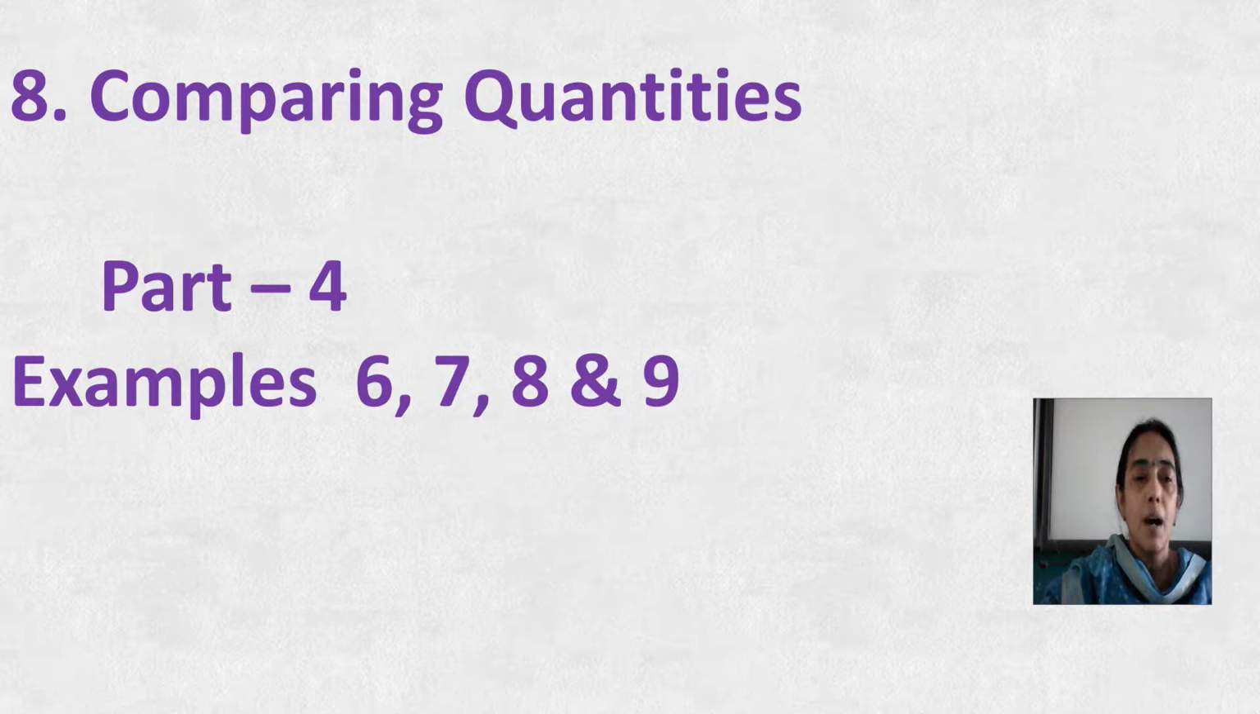In this part, we are going to understand example 6, 7, 8 and 9 of your textbook. These examples are based on what we had learnt in part 3, that is how to find increase or decrease in percentage and how to find percentage profit or percentage loss. So let's begin with example 6 of your textbook.